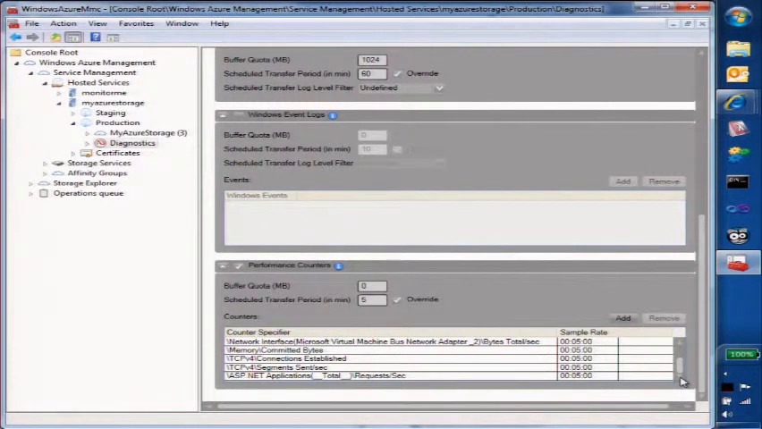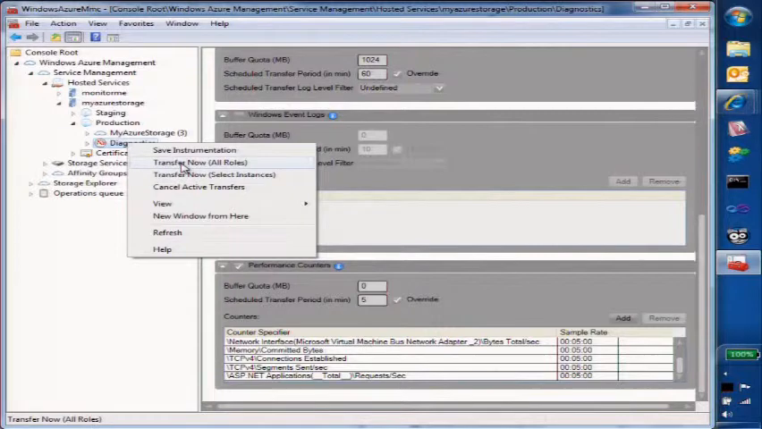What you have to do now is transfer it. As I said, in this case you can see that I have a scheduled transfer every 5 minutes, and here I have a scheduled transfer every 60 minutes. These are individually transferring that information out of my role into blob or table storage, depending on what I'm transferring. But I've already set up a schedule. Alternatively, I can hit transfer now, for all roles or this particular instance, and just retrieve everything that's been buffered up from that particular role.